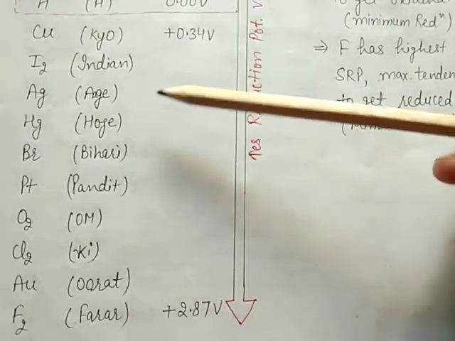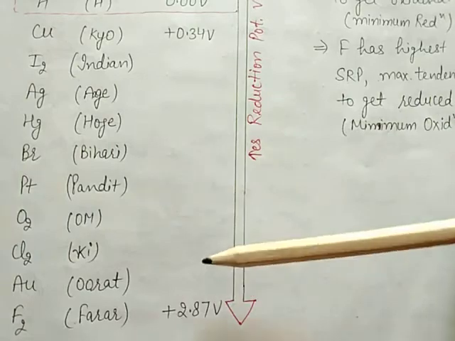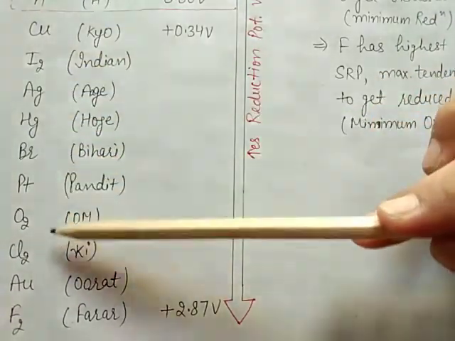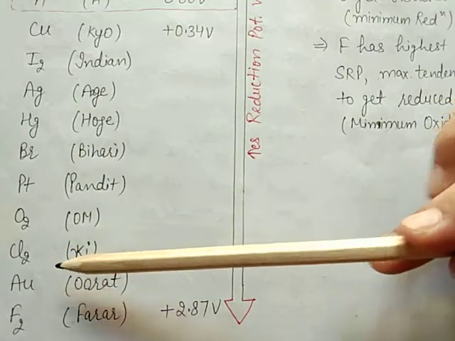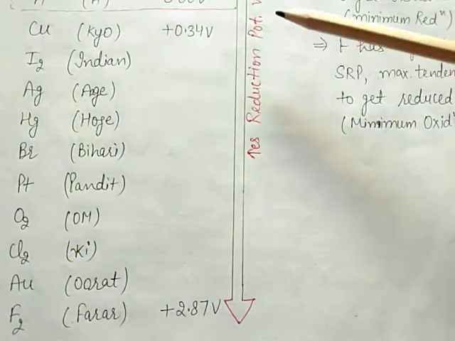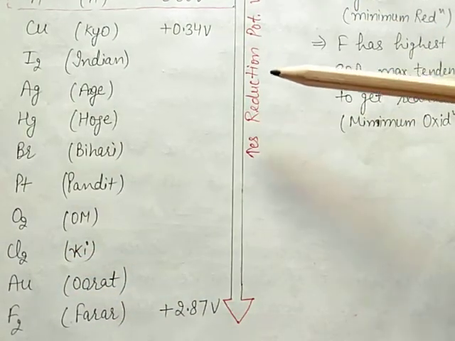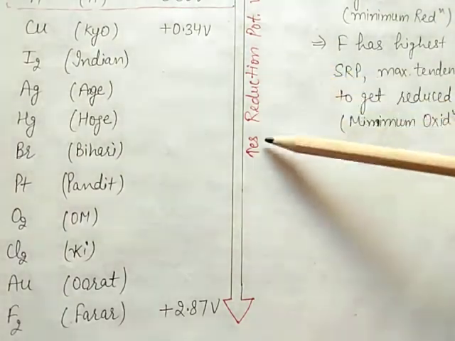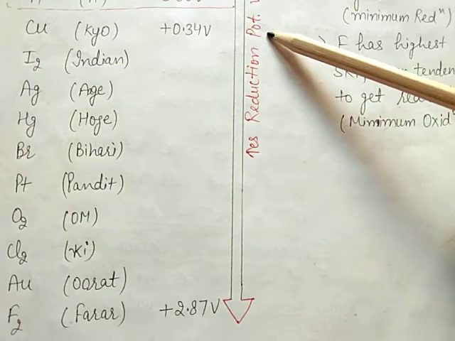This is a simple trick by which we can easily learn this electrochemical series. This series is arranged in the increasing order of reduction potential.